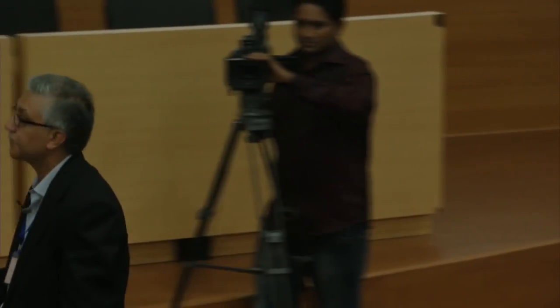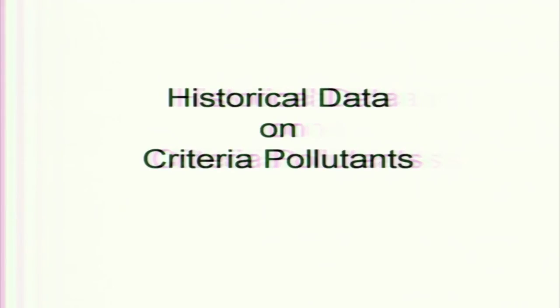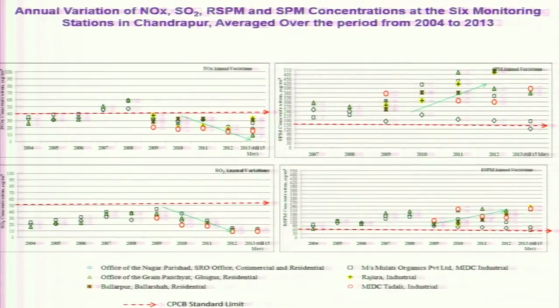As a collector, you first collect historical data. For Chandrapur, this is the historical data for the last 10 years. Based on this, you'll have some sense of how the air quality is doing. If it is already good, have a good time, do other things as a collector. But if the air quality is bad, then you need to take steps to deal with it.